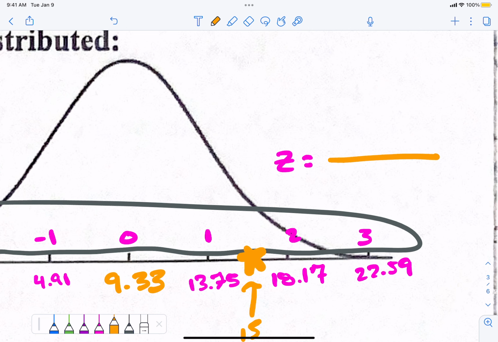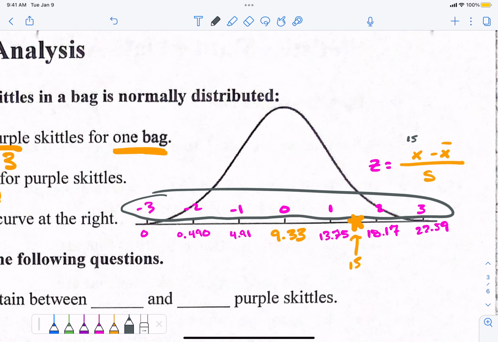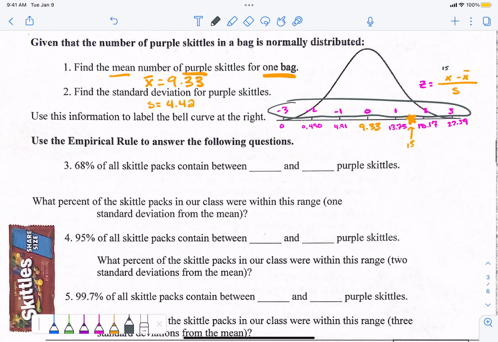There's a formula. A big formula. No, it's not big. x minus x bar over standard deviation, where x is your number. So x would be like your 15, and x bar and standard deviation are the 2 numbers that we just wrote down, okay? So that's how I would find the z-score of any of these, which I'm guessing you're going to have to do here in a second. Use the information to label the bell curve. We did that. Use the empirical rule, okay?